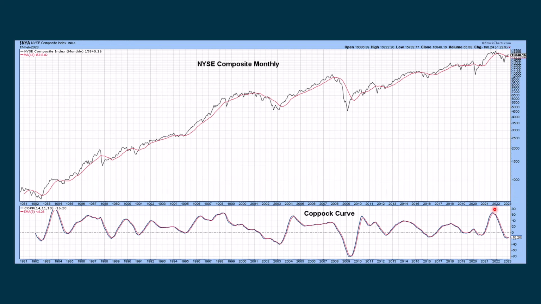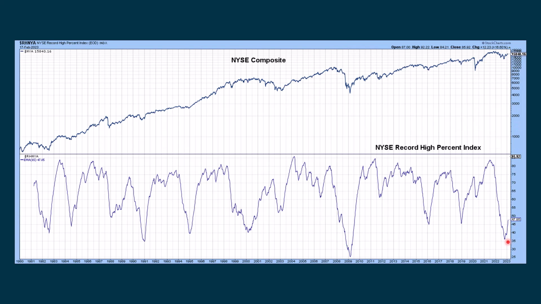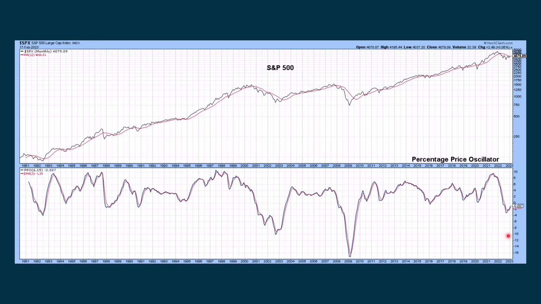Then the NYSE composite, a monthly chart with the Coppock curve. It's trying to roll over and go back up, but it hasn't quite done that yet. And here's also the NYSE composite with the NYSE record high percent index after bottoming and coming back up. That could be very positive for the markets as well. And if the NYSE is doing better, chances are the S&P 500 is also doing better.